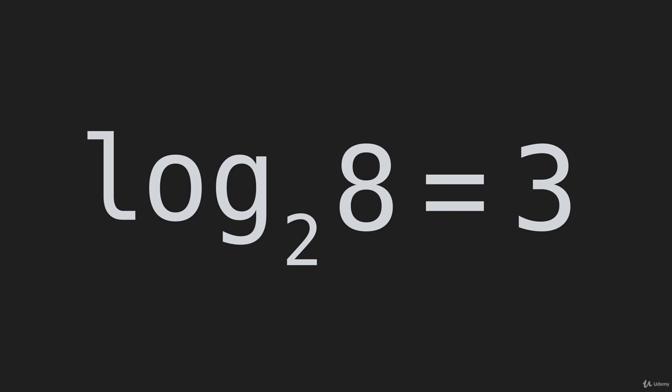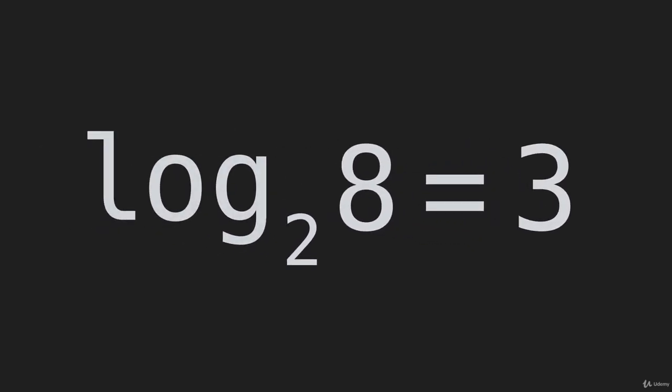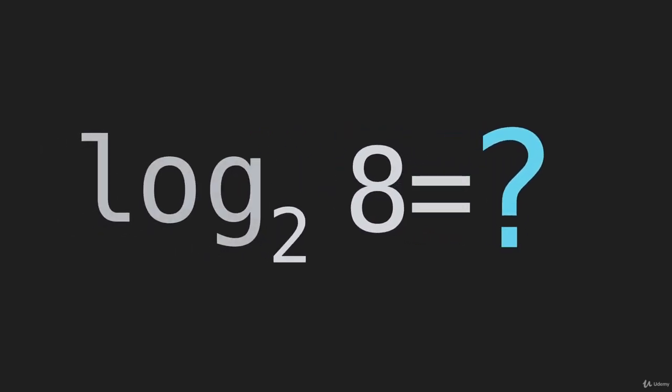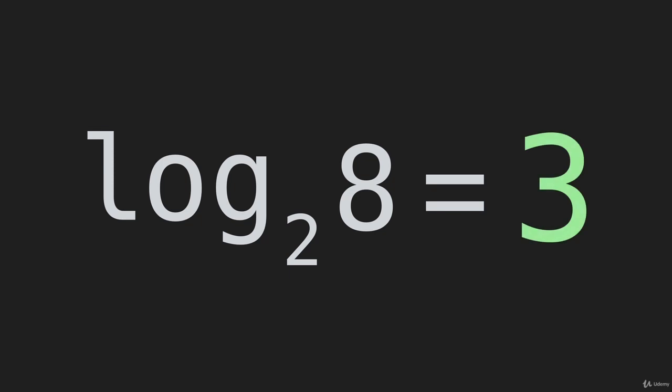Log sub 2 of 8 equals 3. I'm going to back this up, and we'll look at this again. Log sub 2 of 8 equals 3. We're basically saying 2 to the what power equals 8. Well, that number is 3. To put it another way, if we take the number 8 and we repeatedly cut it in half, we divide it by 2, how many times do we have to divide it by 2 to get down to 1 item? And that is 3 times.